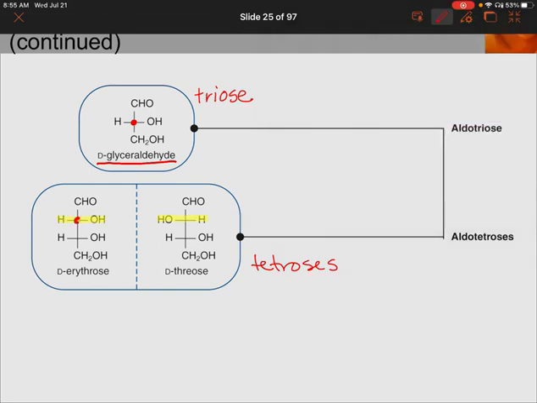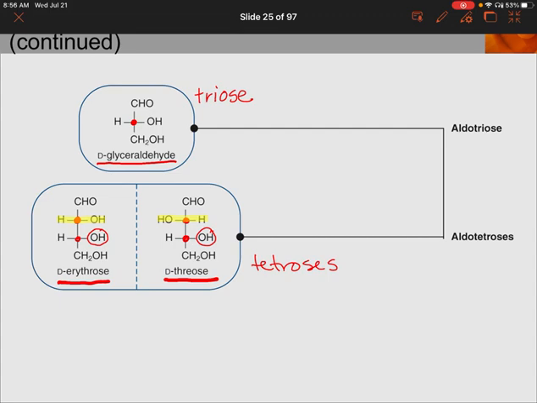So now we have two chiral carbons. That means we would have four total stereoisomers, and half of those will be the D isomers. So two of them are D isomers. And remember, we determine D or L based on this OH group that's second from the bottom there. If it's on the right, then it's a D isomer.